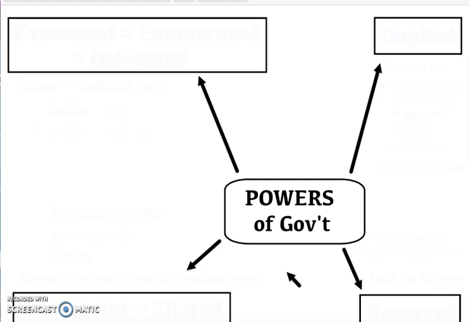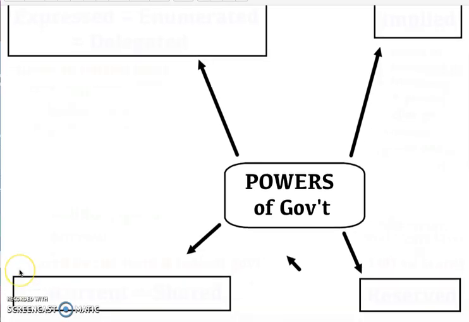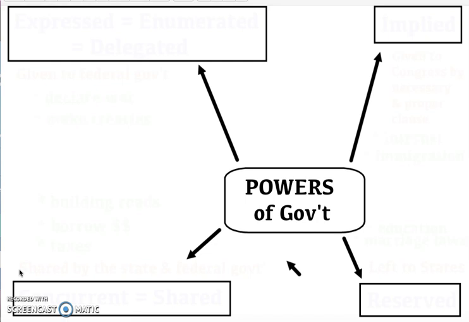Okay, we're talking a little bit about powers of the government. There are different kinds of powers, as you read about last night, so maybe you remember. So I need you to make a little bubble map somewhere on your paper, kind of like this. And let's start with what we call the expressed powers.